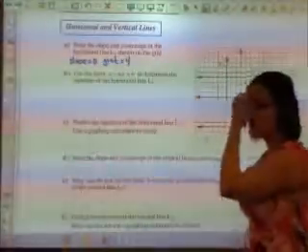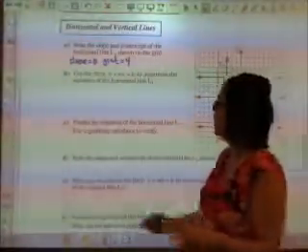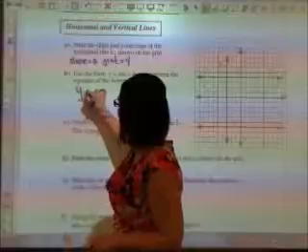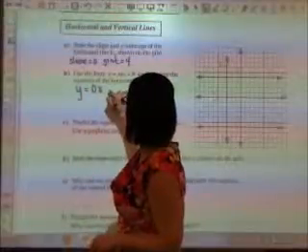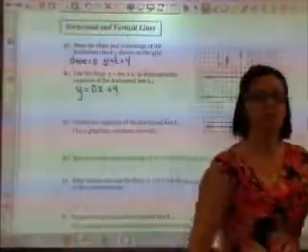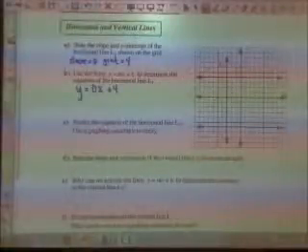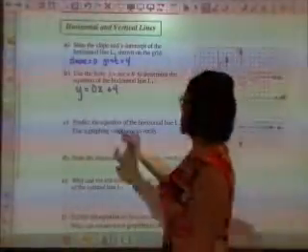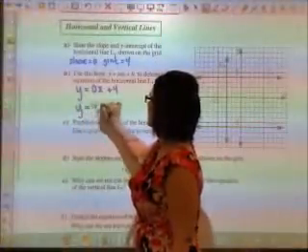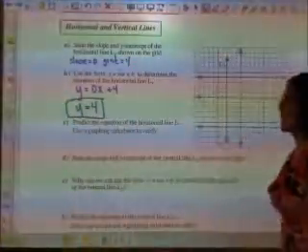So if I use that slope y-intercept form, I'm going to get y equals 0 times x plus 4. What's 0 times x? 0. So do I need the 0 times x there? No. So my equation is y equals 4.